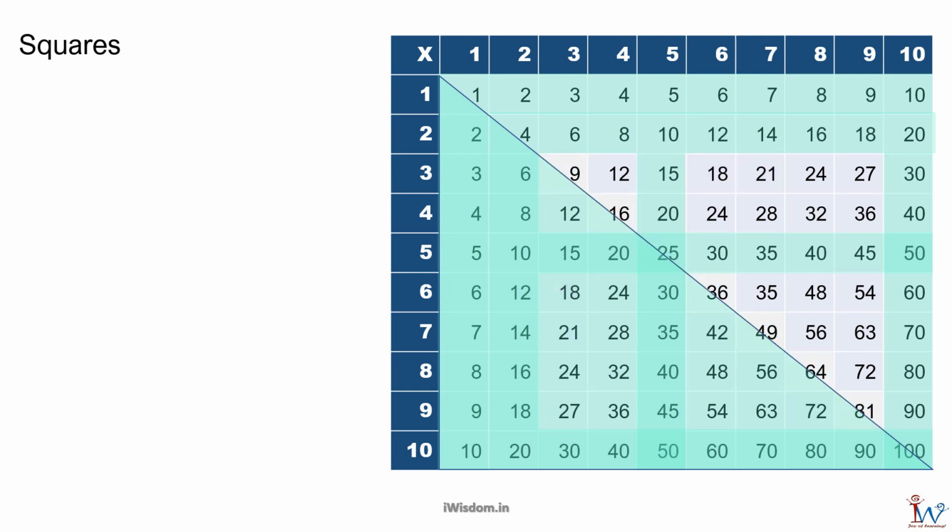Out of these 21 numbers to remember, 6 are squares. 3 by 3 gives 9. 4 by 4 gives 16. 6 by 6 gives 36. 7 by 7 gives 49. 8 by 8 gives 64. 9 by 9 gives 81. Once you remember squares, you are left with just 16 numbers. These you must remember by memorizing.